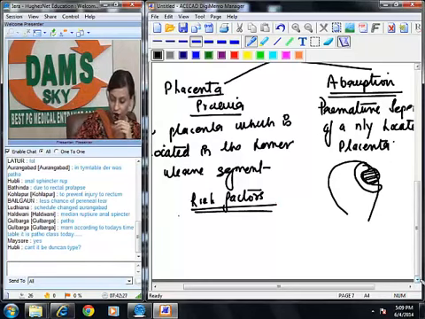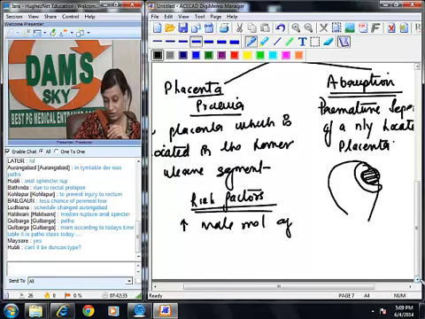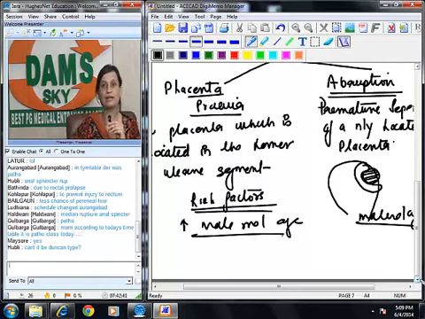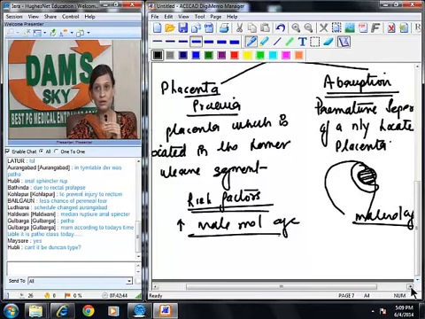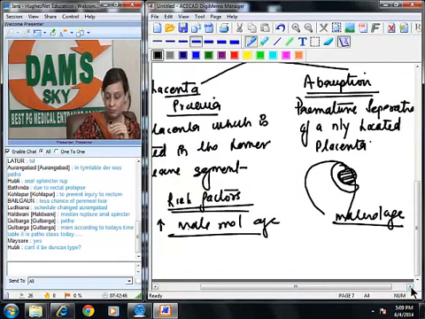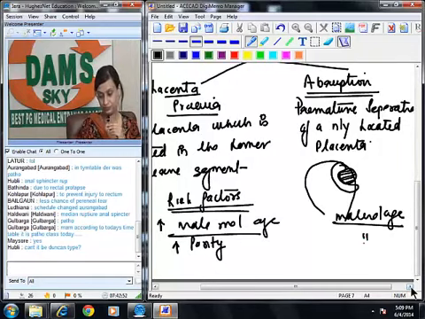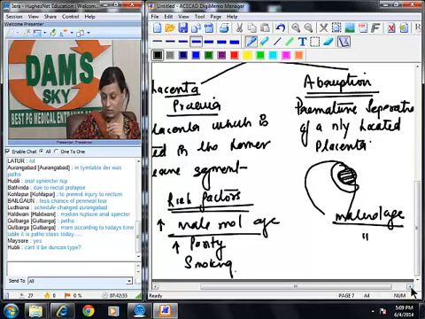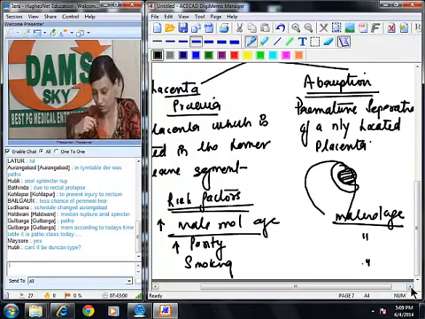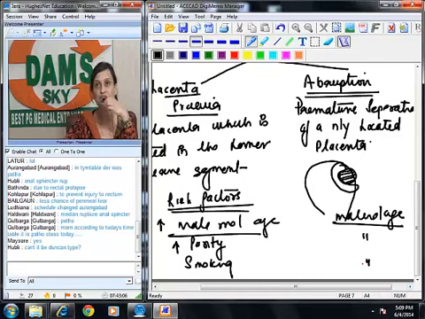Now, if you talk about the risk factors, 3 risk factors are common to both. Which ones are those? Increasing maternal age is a risk factor common to both abruption and placenta previa. Then, increasing parity is again common to both. Smoking is again a risk factor for both placenta previa and placental abruption, right? So these 3 factors are common to both abruption and placenta previa.